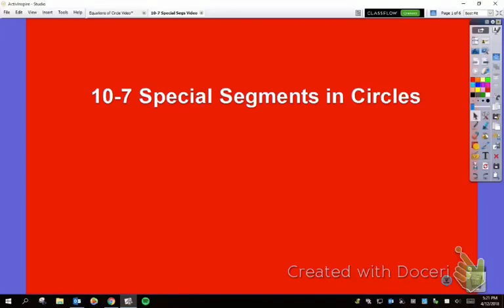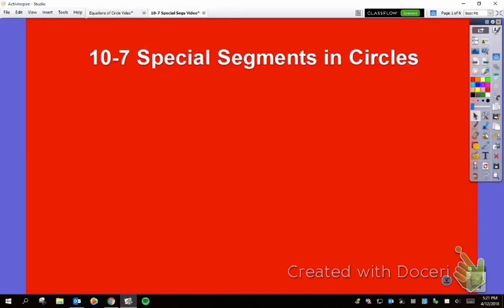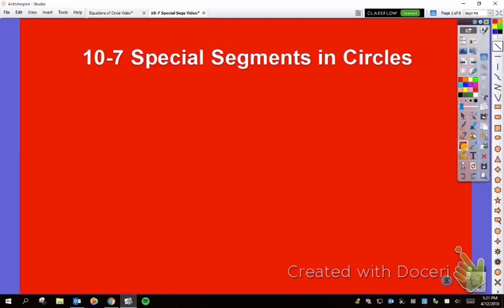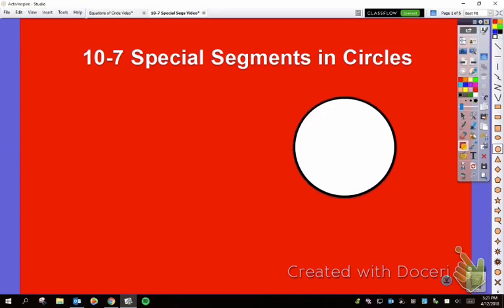Alright, so we've got some more things to talk about with circles. Today we're talking about segments in circles. When we think about segments in circles, we're going to have circles where we have intersections on the inside and intersections on the outside.